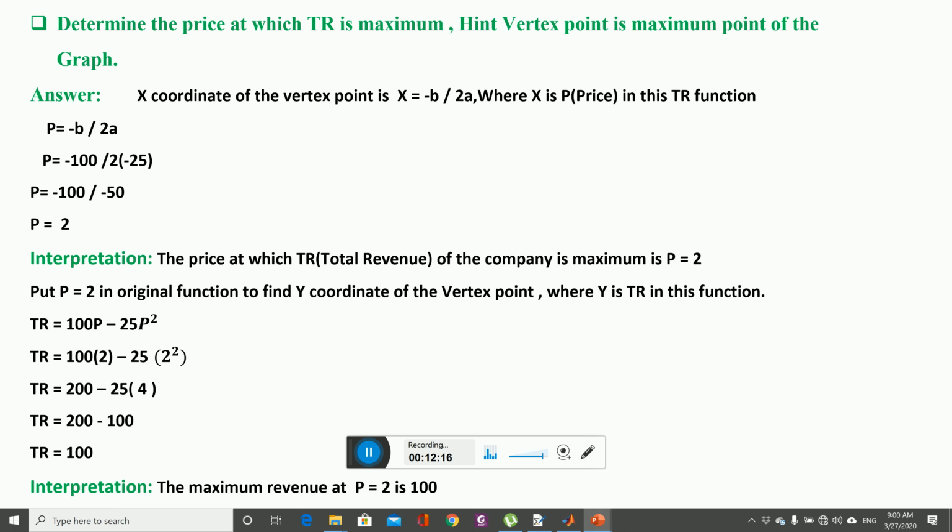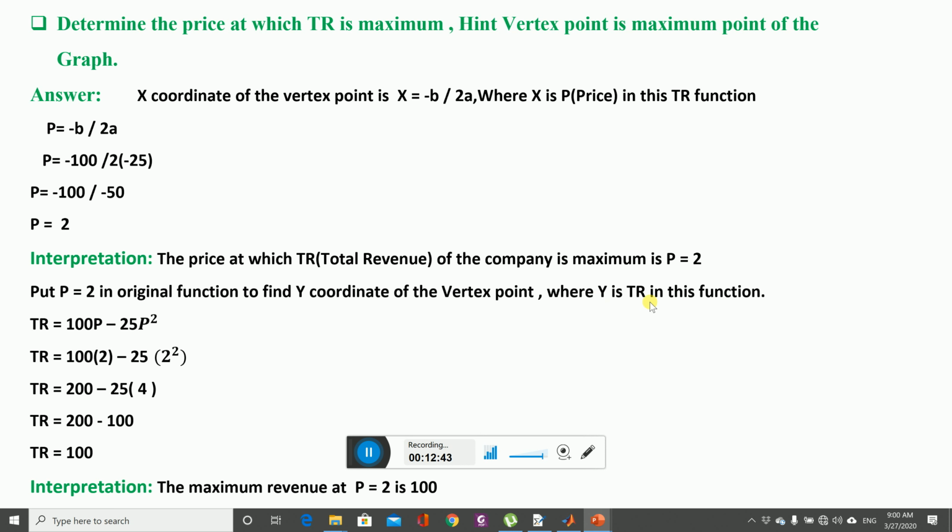P is equal to 2, and this is the price at which the total revenue of the company will be maximum. Now put p is equal to 2 in the original function to find the y coordinate of the vertex point. When we find the first coordinate p of the vertex point, we put the value of that p in the original function. We will get the y coordinate of the revenue function.